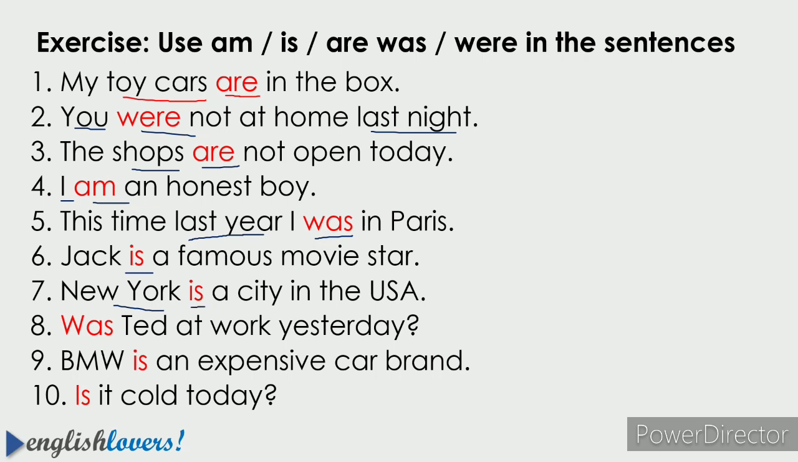Was Ted at work yesterday? So here, the word yesterday tells you that you have to use the past form, and Ted is third person singular, so was. BMW is an expensive car brand. Here, BMW again is third person singular, so is is the verb. Is it cold today? So here it is the subject, which is again third person singular, and today, so you have to use the present form, and that is is.